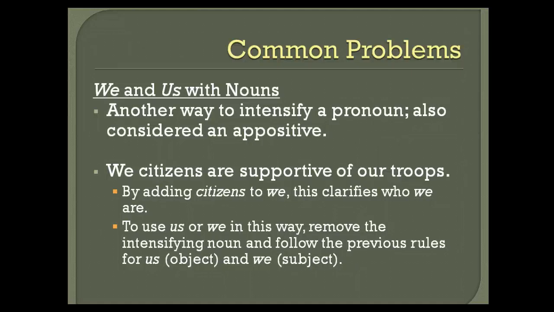So take out citizens, because we is referring to citizens. We are supportive of our troops, as opposed to us are supportive of our troops. The citizen doesn't change we or us. Where it is and how it's used in the sentence dictates which form of we or us we are using.